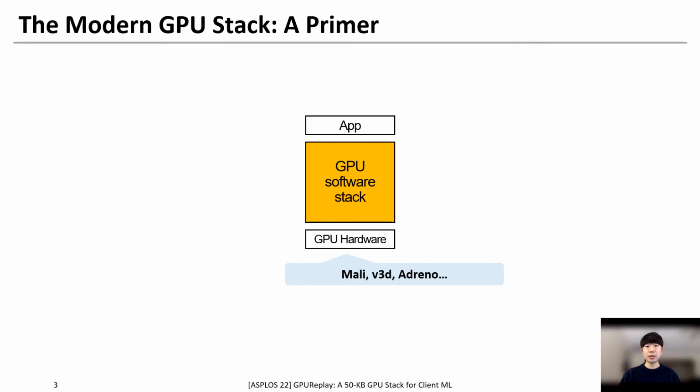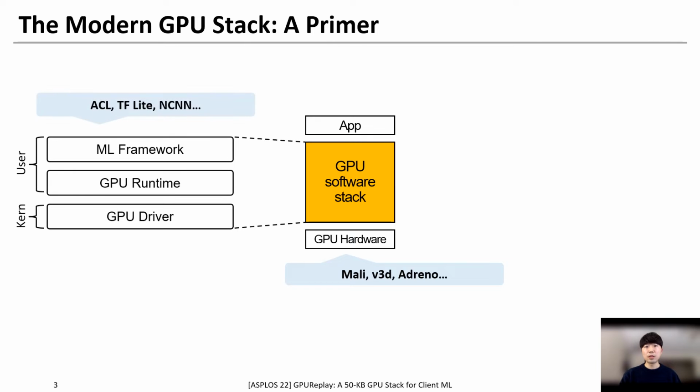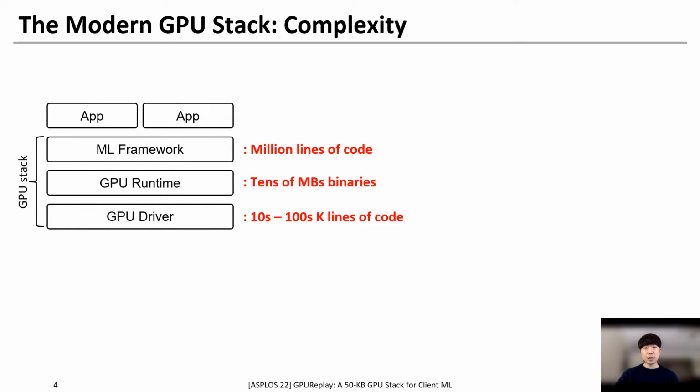To run GPU applications, the key is its software stack, which is in between GPU application and GPU hardware. Examples of client GPUs are Mali GPU, V3D, and Adreno. The GPU stack consists of multiple layers. For the machine learning workload, it has a machine learning framework on top in the stack, such as Compute Library, TensorFlow Lite. Underneath, the stack has GPU runtime running in the user space and the GPU driver running at the kernel level. In fact, the GPU stack for machine learning workload is complex. To be specific, machine learning framework has millions of lines of code, and GPU runtime binary is tens of megabytes.